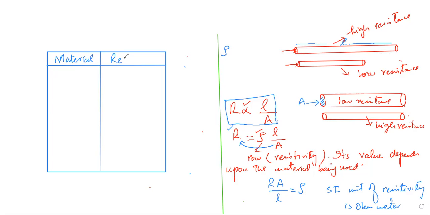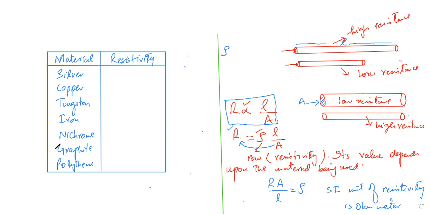The reason, I think, is because copper is the one which has the minimum resistivity normally in use with us. So we have silver, we have copper, we have tungsten, we have iron, we have nichrome, we have graphite, and we have polythene.